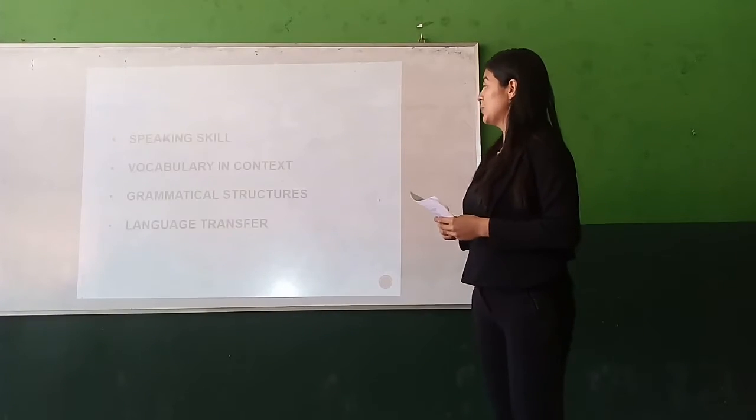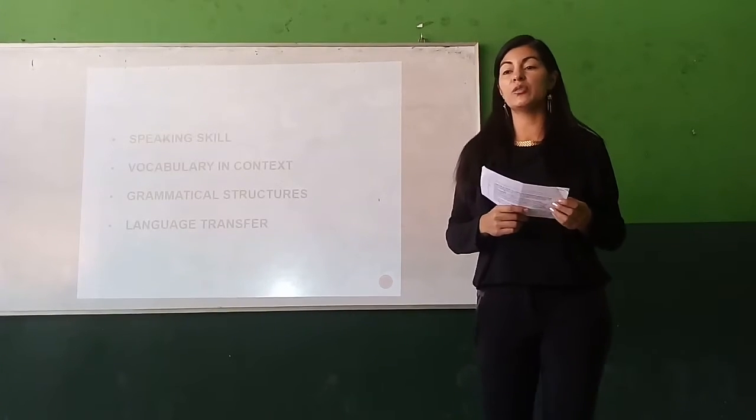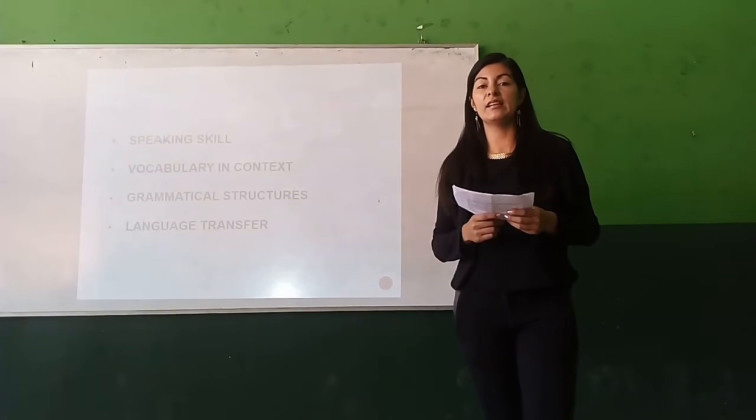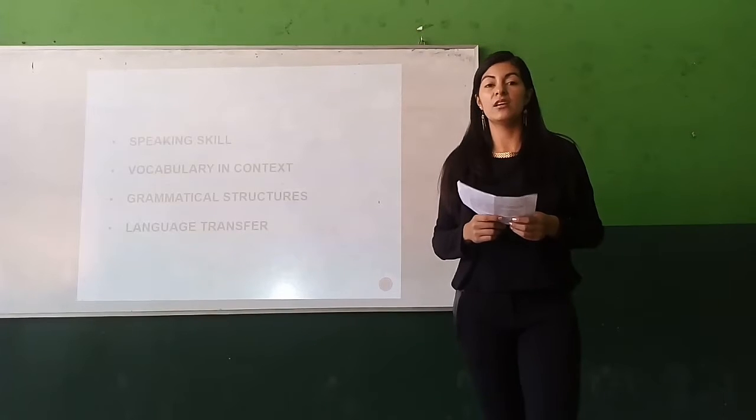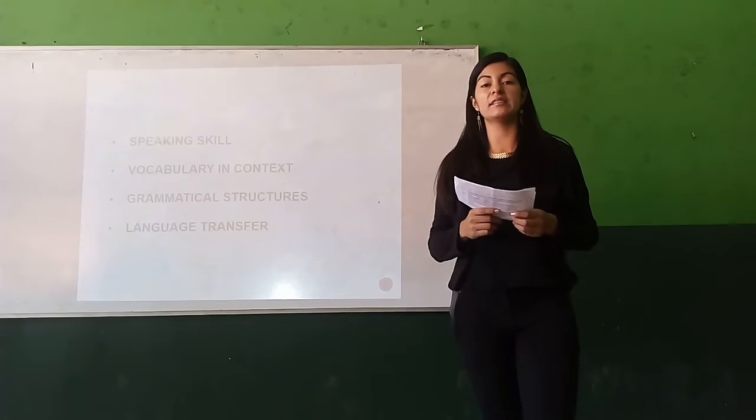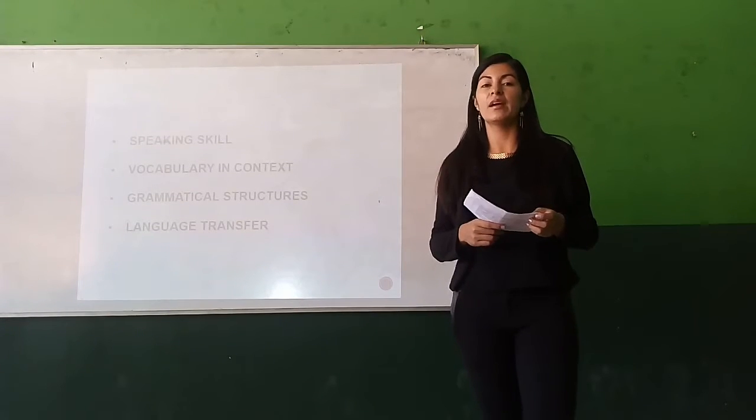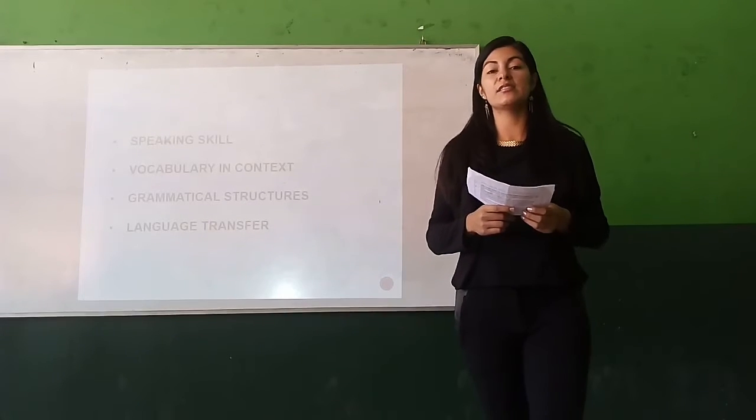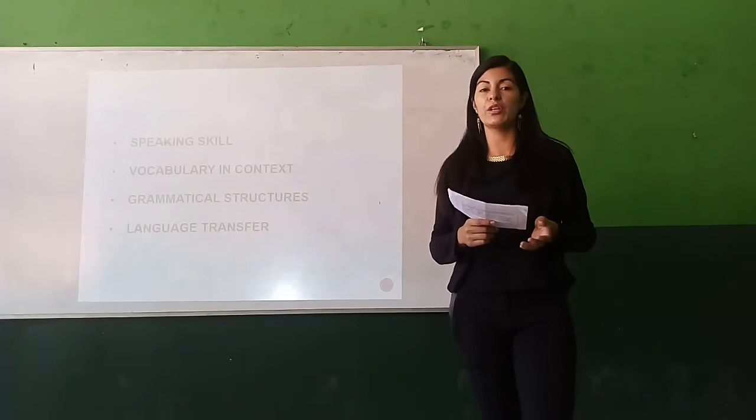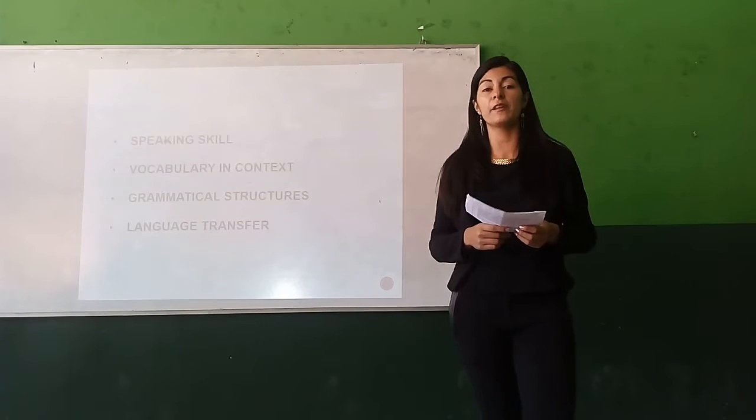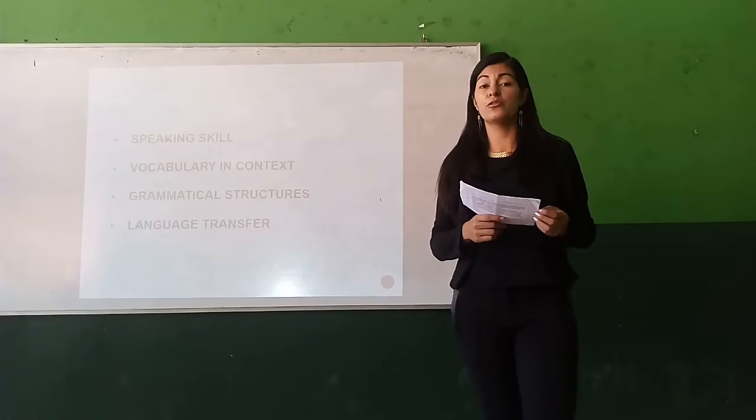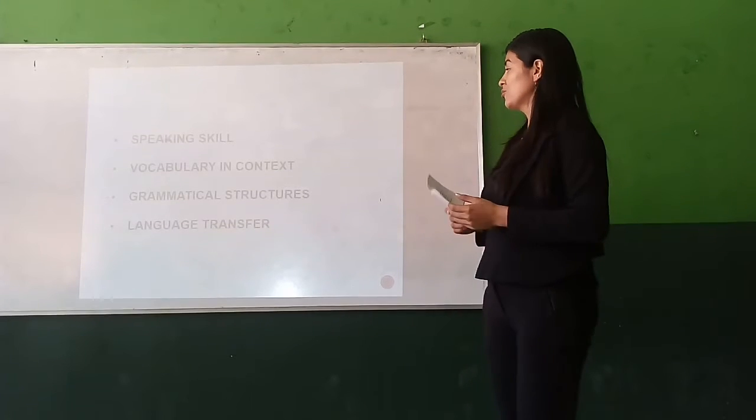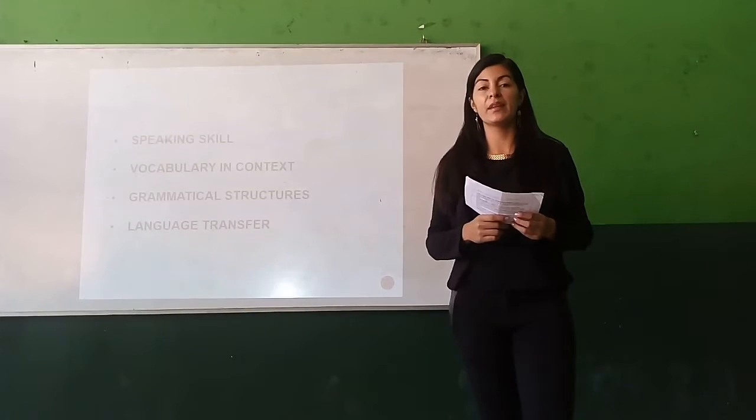The first one, which is speaking skills. According to Bygate, 1987, speaking is a skill that involves four processes: conceptualization, formulation, articulation, and self-monitoring. However, according to Scott, students show difficulties at the moment of communicating. Difficulties like confidence, intonation, pronunciation, rhythm, and grammar. So now I'm going to continue with vocabulary and context.